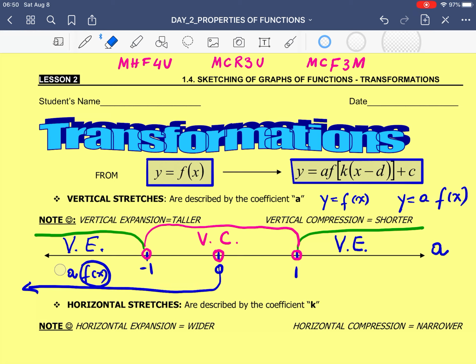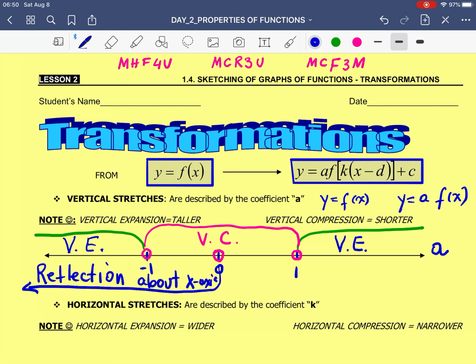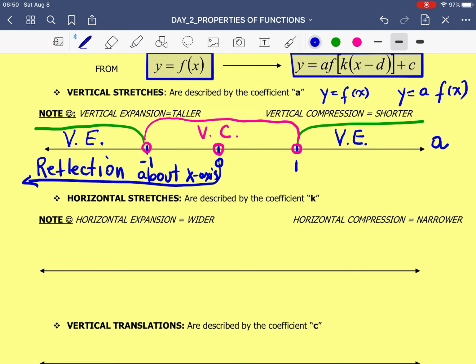Okay, so in this case we say that the function undergoes a reflection, because the points will go from one side of the axis to the other, and the reflection will be about the x-axis, because it is the y values that will change or switch signs from positive to negative and vice versa.